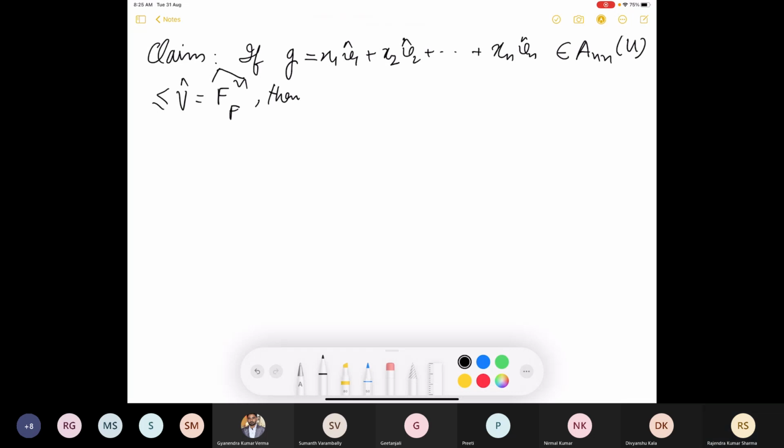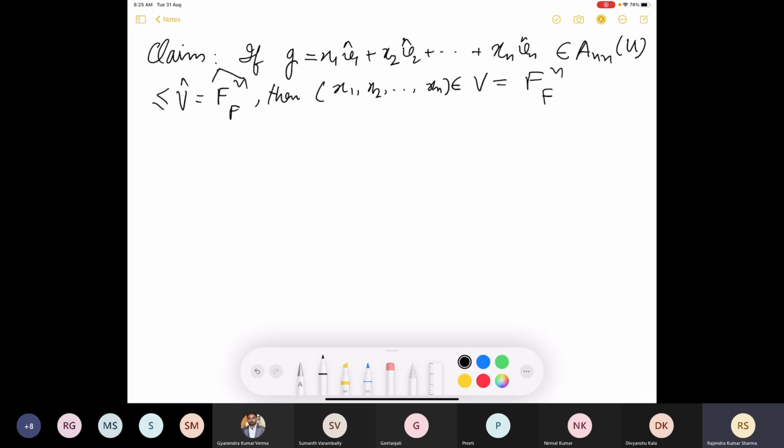Then what will happen now? Since V1 hat, V2 hat, ..., Vn hat are the basis vectors of V hat, writing G as this linear combination is unique. That means for a given G in this annihilator, the xi's are uniquely determined. Once they are uniquely determined, you can think of this vector x1, x2, ..., xn. This vector is in V because each xi is from F, so this is from Fn over F.